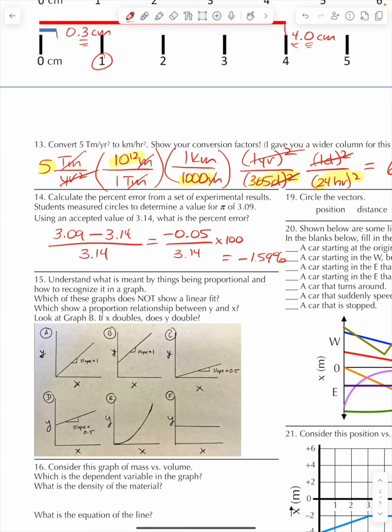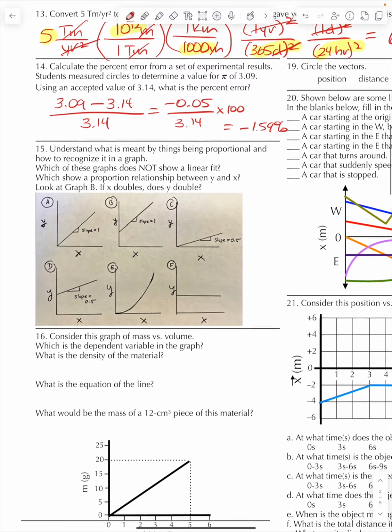Now, actually, I don't care, and most people don't care whether it's positive or negative. By convention, a positive percent error means your value was too big, and a negative error means your value was too small. But typically, people just take the absolute value and just say 1.59%.